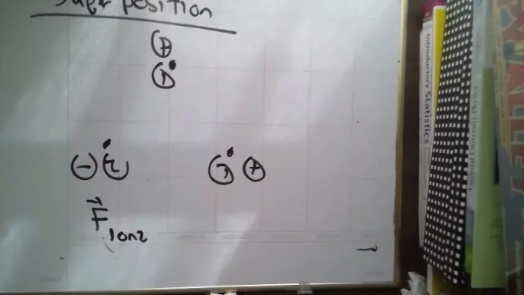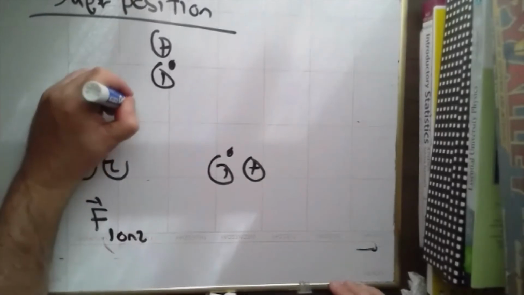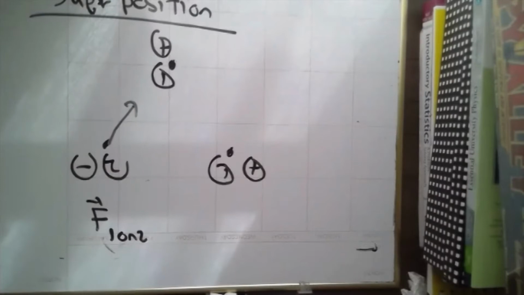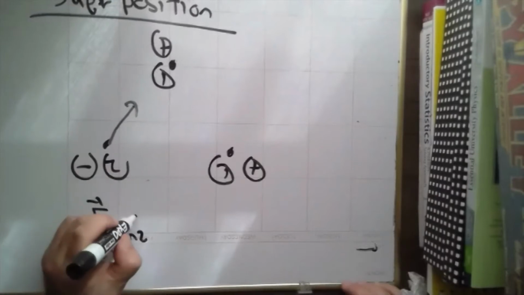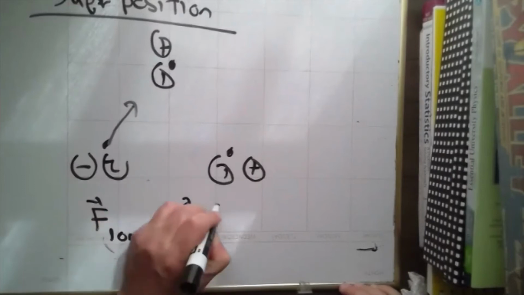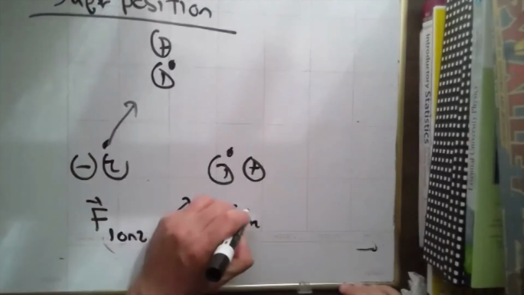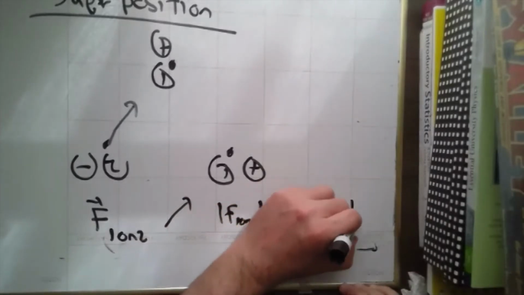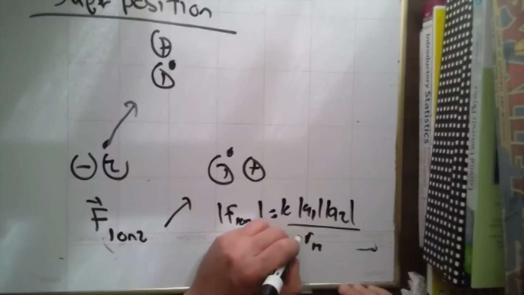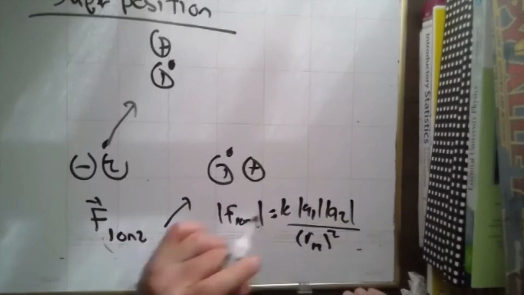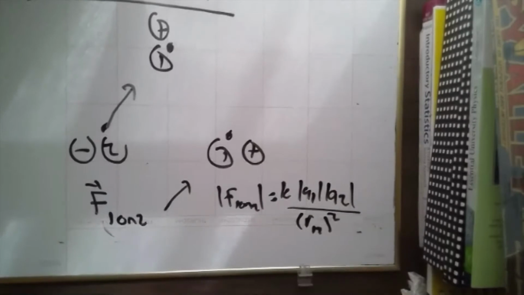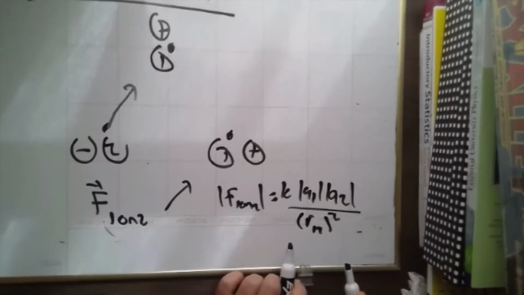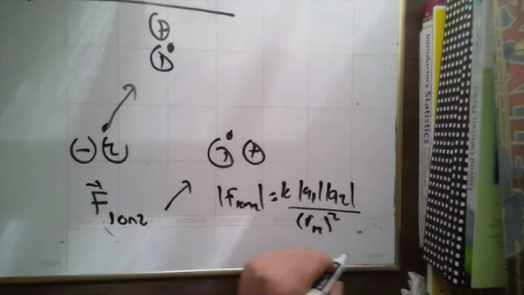Let me get some different colored markers here. And we'll point up like this as a vector, and that will have magnitude K, absolute value of Q1 Q2 over the distance between 1 and 2 squared. This does not tell you the vector. This only tells you the magnitude. Vectors have an x and a y and a z if we're in 3 dimensions components.